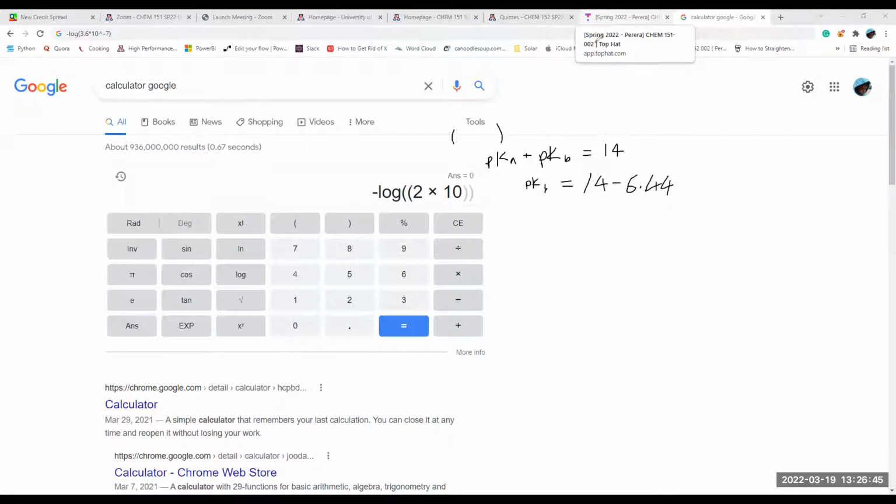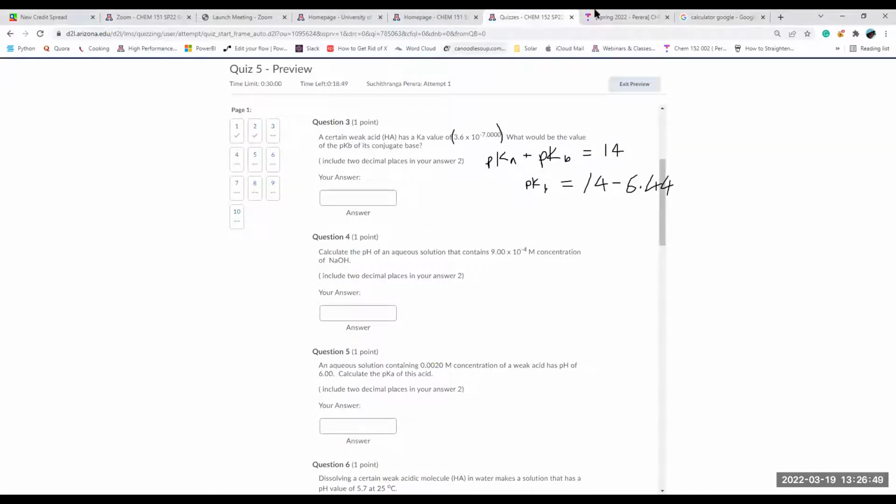Let's go back to our question. Okay, and now therefore the pKb must be equal to 14 minus 6.44, which is going to be 7.56.